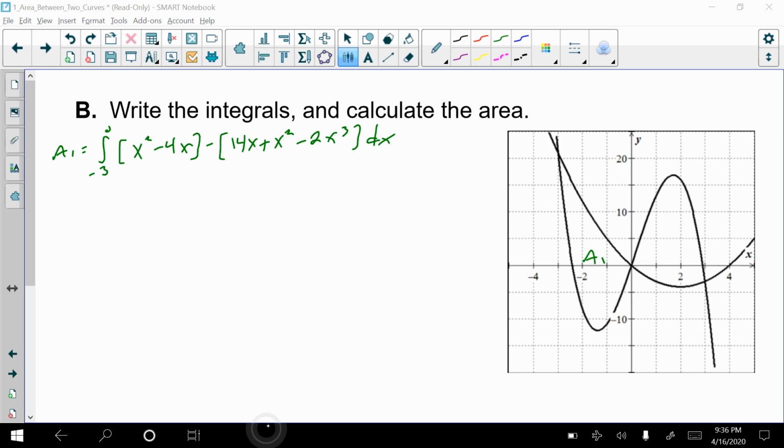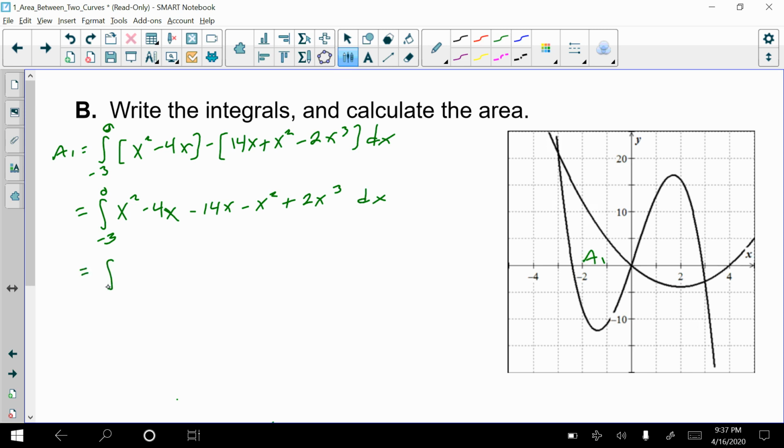Now, inside of each parenthesis, there's really nothing to do as far as combining any like terms. So we're going to go ahead and drop the parentheses on the quadratic piece at the beginning, and that'll just give me x squared minus 4x. And distributing the negative in this case will give me a negative 14x minus x squared plus 2x cubed dx.